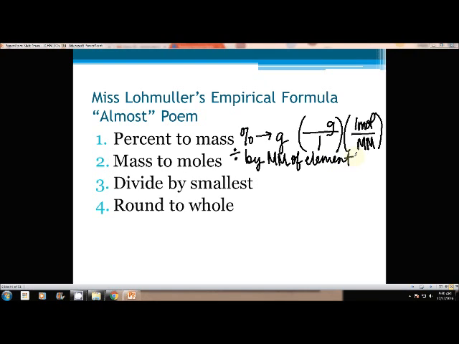Then when you get all of those numbers, so if you have 3 elements in the compound, you're going to have 3 numbers. You look at them and you divide by the smallest of the 2 numbers, or 3 numbers, or 4 numbers. And then after you divide by the smallest, you round to a whole number. If it's not exactly a whole number, it'll be super close to a whole number. So if it's 1.99, round it up to 2.